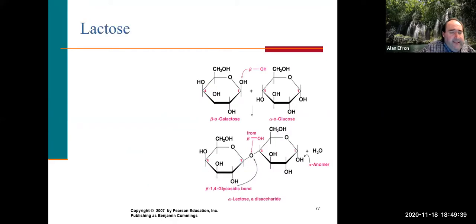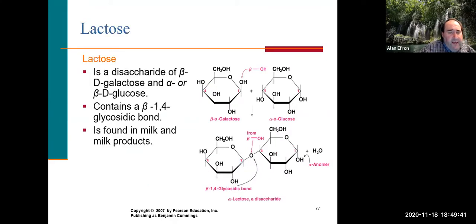Another important disaccharide is lactose, and lactose is made up of a galactose unit and a glucose unit. And it is held together by a different type of bond. It is held together by a beta 1,4 glycosidic bond. And again, you need to know that or be able to recognize it from looking at the picture.